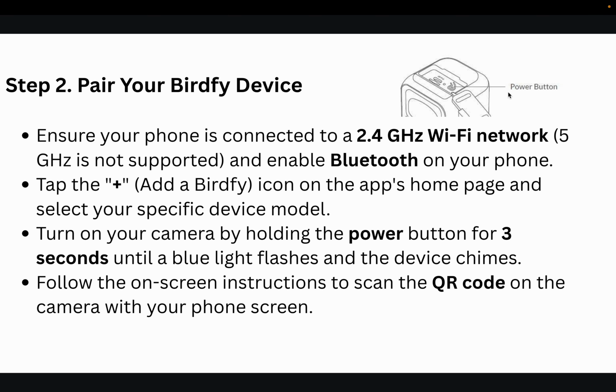Step 2 guys, pair your Birdfy device. So guys, ensure your phone is connected to a 2.4 GHz Wi-Fi network. Then guys, tap the plus icon on the app home page and select your specified device model. Then turn on your camera by holding the power button for 3 seconds until the blue light flashes and the device chimes. Then follow the on-screen instructions to scan the QR code on the camera with your phone screen.